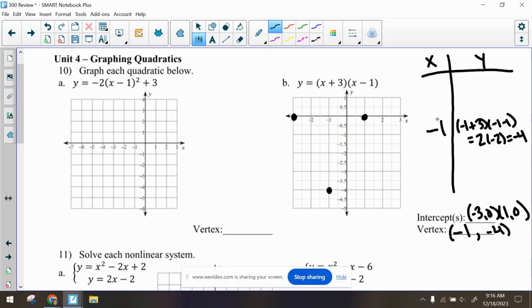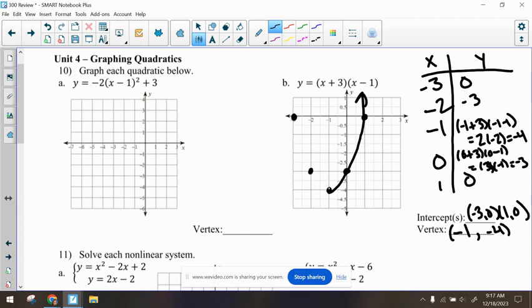Now to help me out, I already know that -3 and 1 both go to 0. To make my graph a little bit more accurate, I'm going to plug in either 0 or -2. Those y values will be the same, and it'll help me see a better picture of what I'm looking at. So I'm going to plug in 0. So 0 plus 3, 0 minus 1 is 3 times -1, which is -3. So then I'm good to go ahead, plot those other points, sketch in what my graph should look like, and it should look something like that.